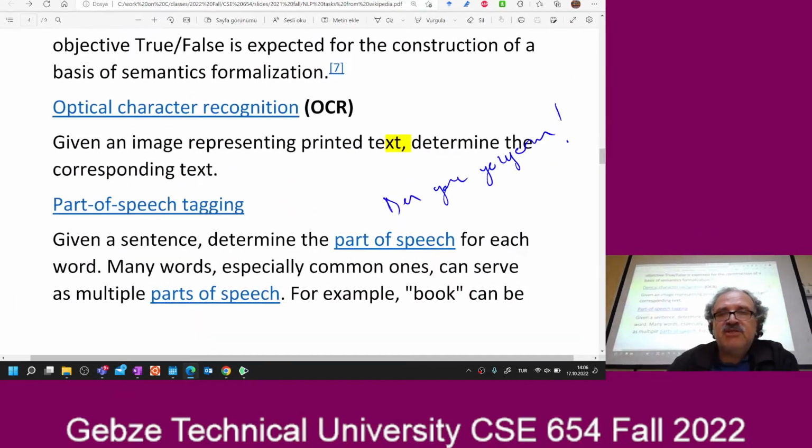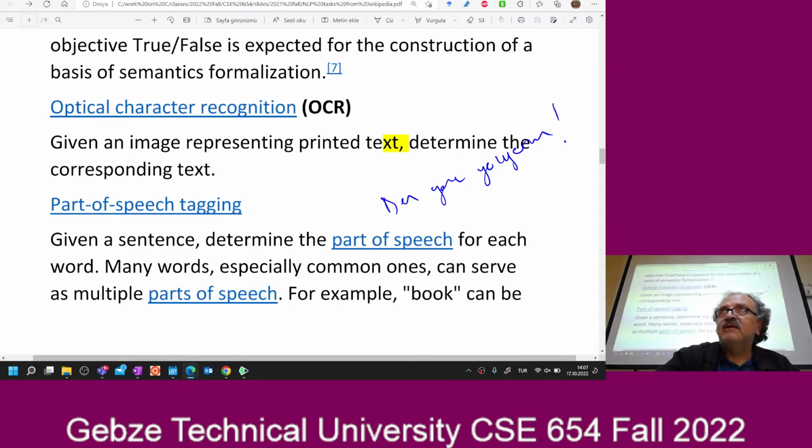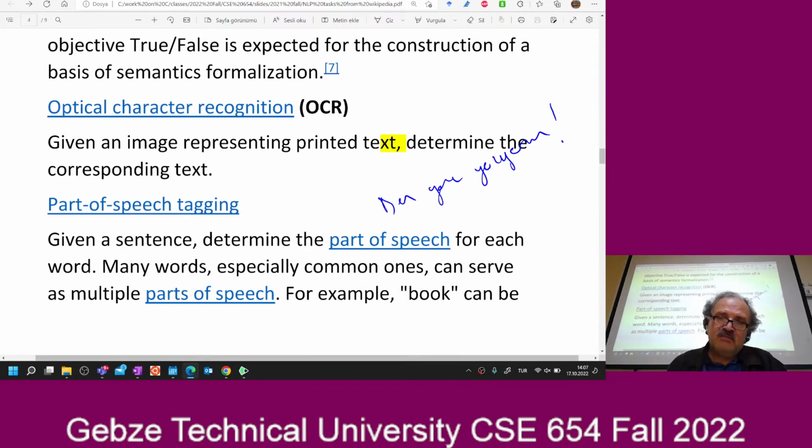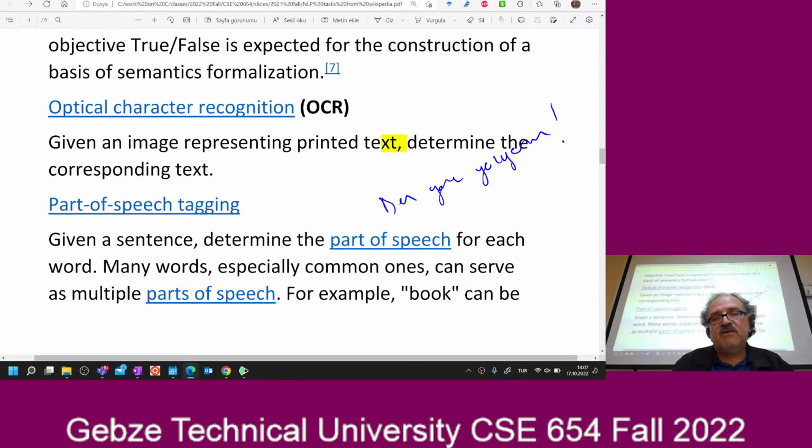Optical character recognition, nowadays, we don't consider it as an AI problem or natural language processing problem, unless it is handwritten. When you start writing in handwriting, it is difficult to read, and it depends very much on the context. That's why sometimes OCR applied on handwriting is called intelligent character recognition.